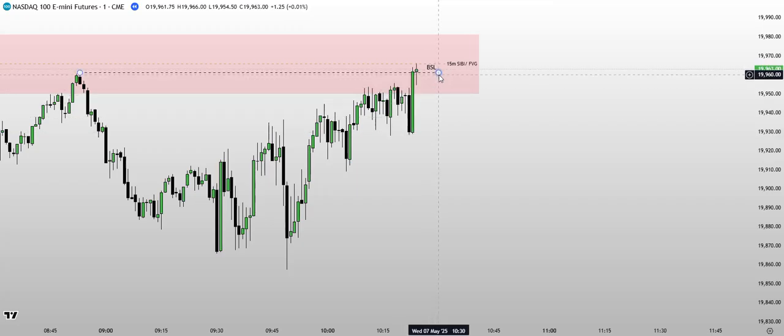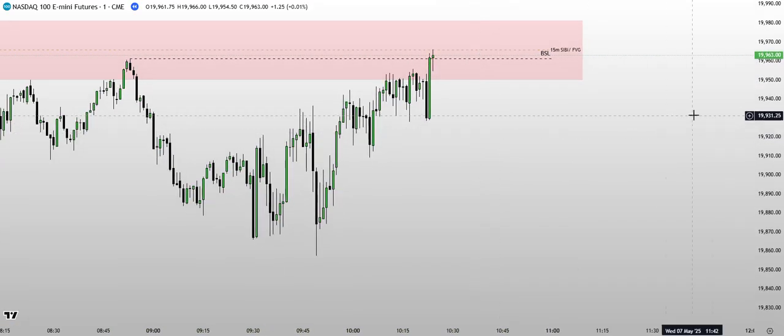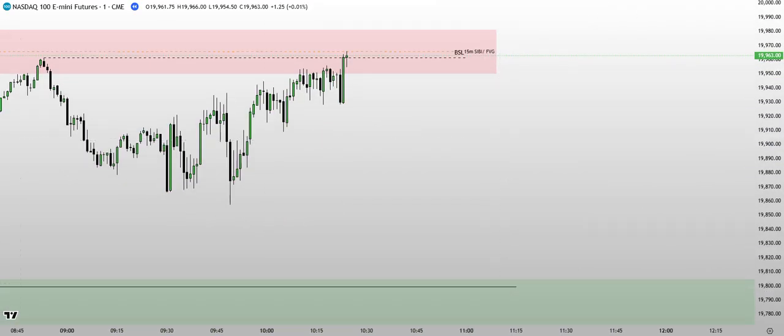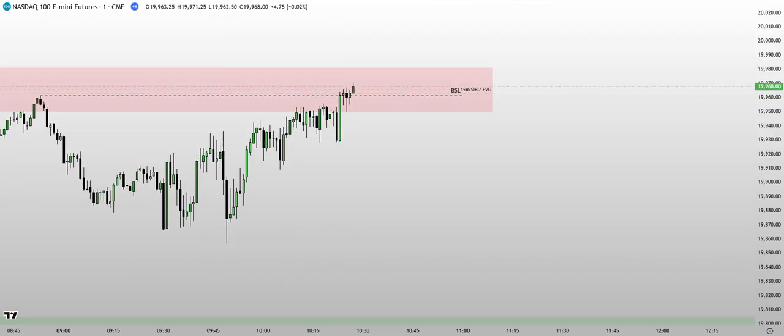High taken. 50-minute bearish gap. All right. Do we get a move to the downside in the direction of the draw? We will see. Nothing just yet of interest. I'm going to speed it up slightly.